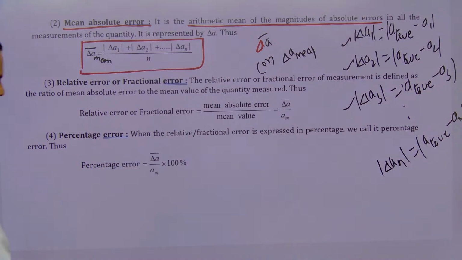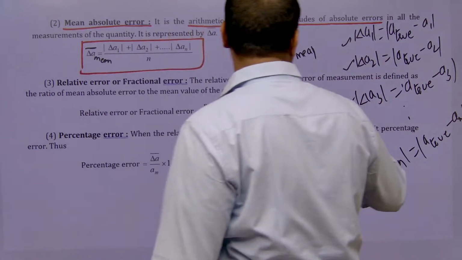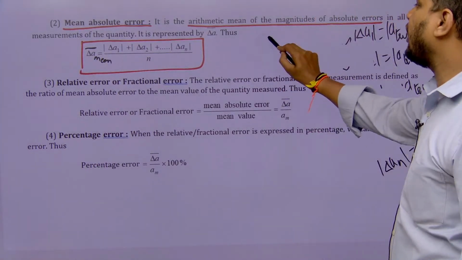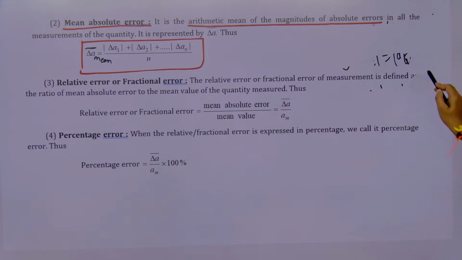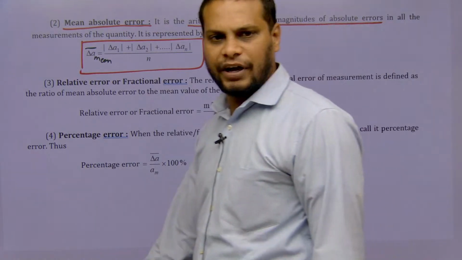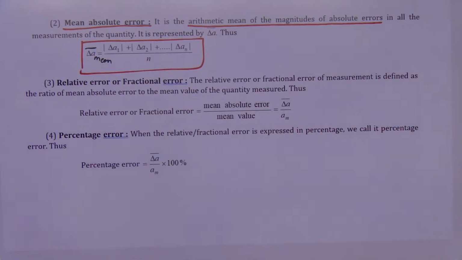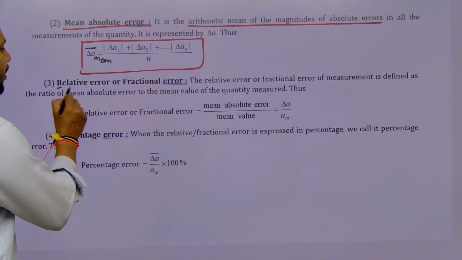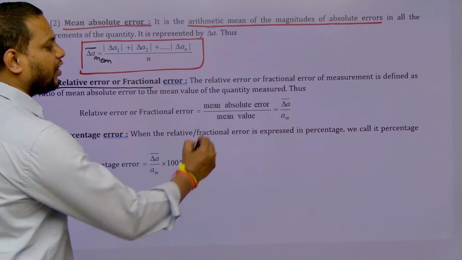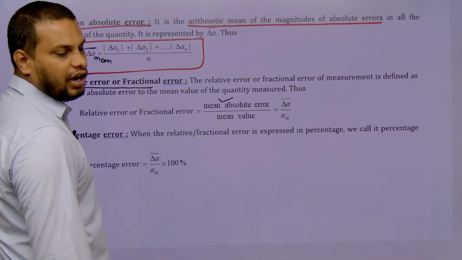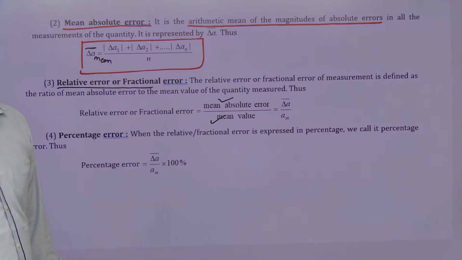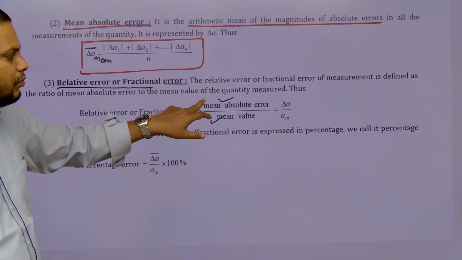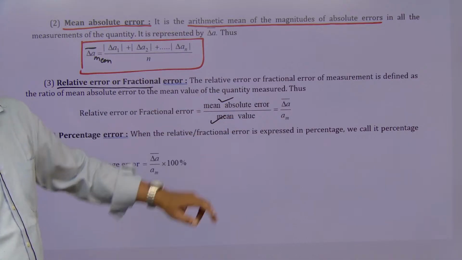Then the next one, relative error or fractional error. Relative means comparison. Please remember, relativity means comparison. Try to understand. What do you mean by relativity? Comparison. So what is relative error? It is the comparison between the mean absolute error and the true value or mean value. Are you clear? It is a comparison between whom and whom? Mean absolute error and mean value or true value.